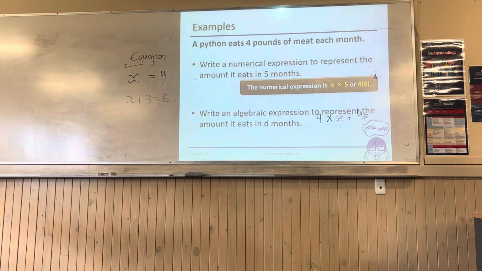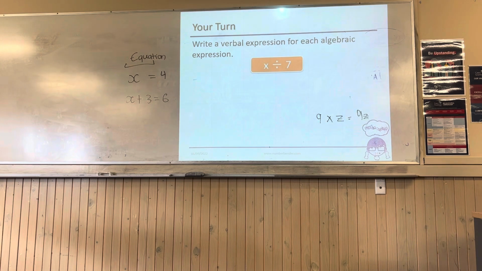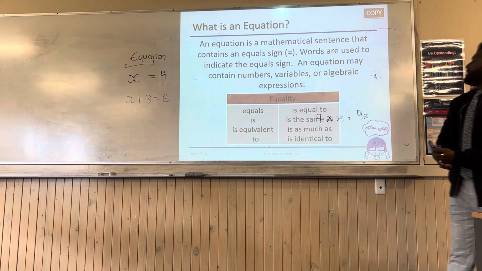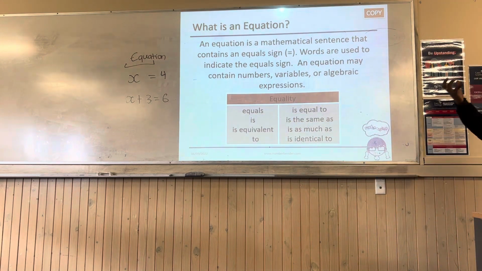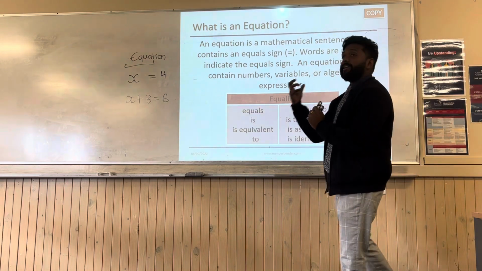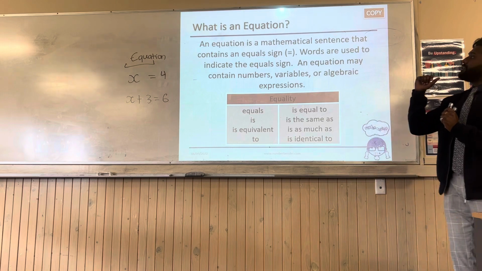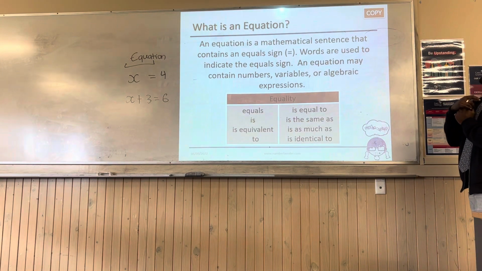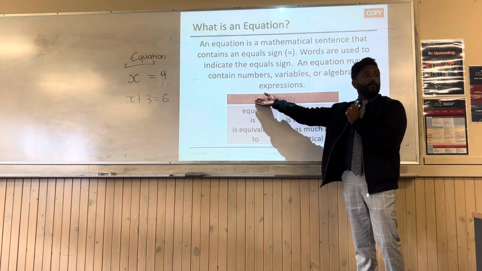Now, going further on, what we'll do is, we've covered this topic, so I'm just going to go to the equation part. So this is the part that we're covering in 10A and B. What an equation is: it's a mathematical sentence that contains an equal sign. Words are used to indicate the equal sign. An equation may contain numbers, variables, or algebraic expressions. This is something that you already know now.